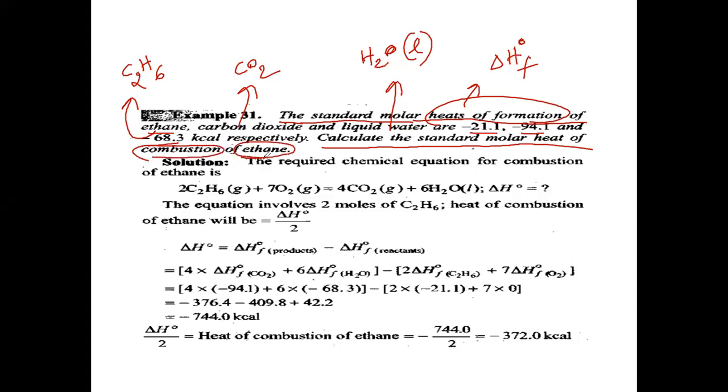of ethane. Now, the combustion of ethane reaction is given. For this reaction, what do we have to calculate? We have to calculate the enthalpy of combustion of ethane, that is the enthalpy of reaction, using the given enthalpies of formation. Now see, the required chemical equation for combustion of ethane. Did they give you the equation in the question? Check it once.